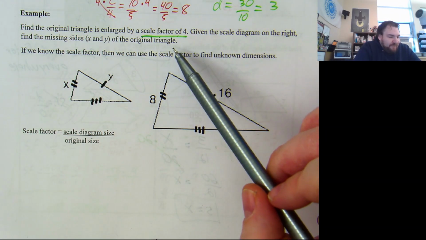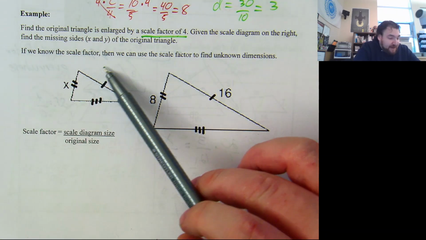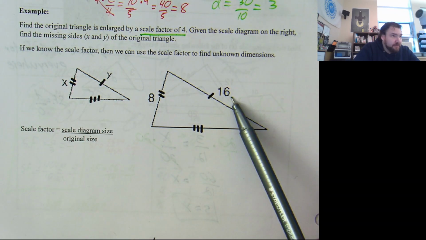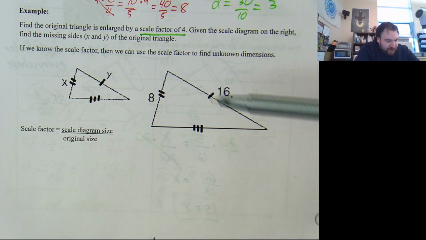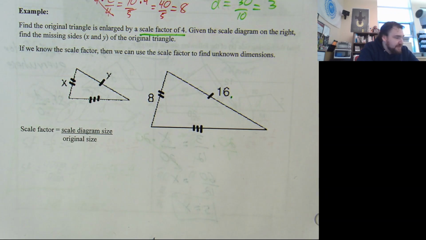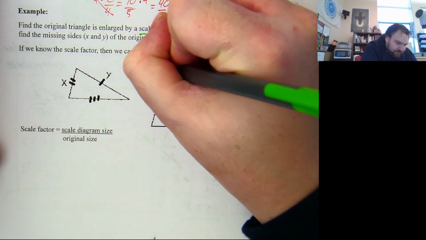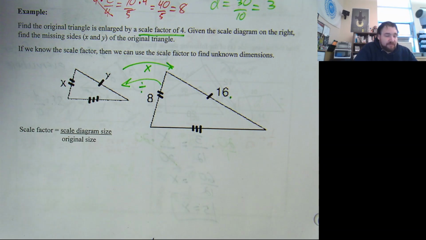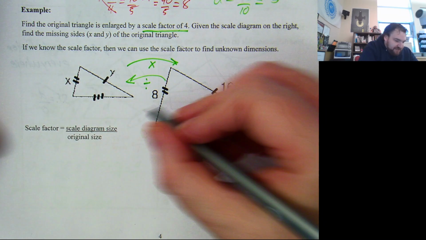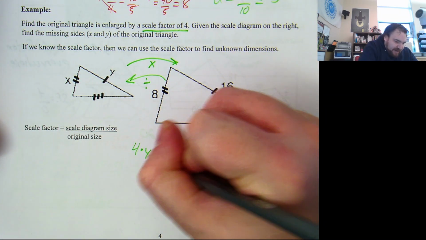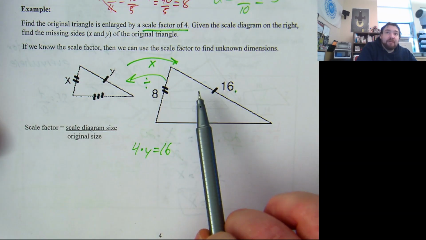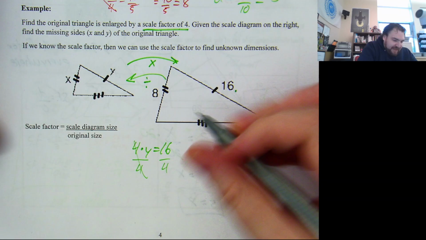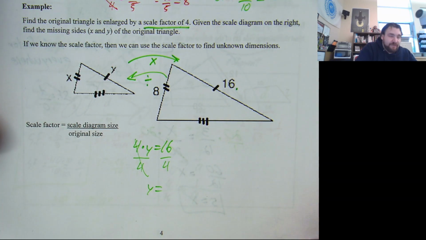For something like this, we're given the scale factors. If we know the scale factor, then we can use the scale factor to find the unknown dimension. If to go from y to 16, I blew this thing up by 4, how am I going to go the other way? We're going to divide. We're just going to do the opposite. Going this way, we multiplied, so going this way, we're going to have to divide. So then 4 times y equals 16, because I blew this thing up. So I'm just going to divide both sides by our scale factor, and we're going to find that the side length y has to be 4.